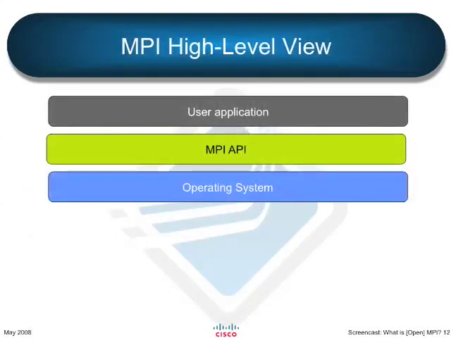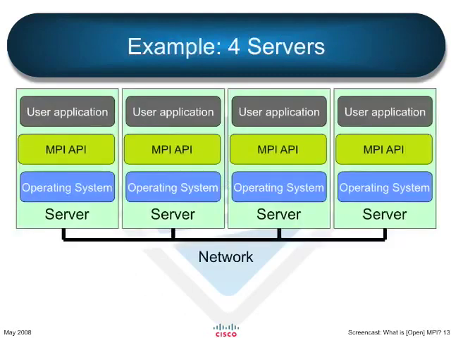So if you recall our diagram from before, you can see the user application and then the MPI middleware and the operating system here. So let's put this on a couple of servers and see what it looks like. Let's say I have a 4-server cluster and I'm running one MPI process on every server. You can see there's 4 copies of the application, of the MPI stack and the operating system, and there's some kind of network joining them all together too.